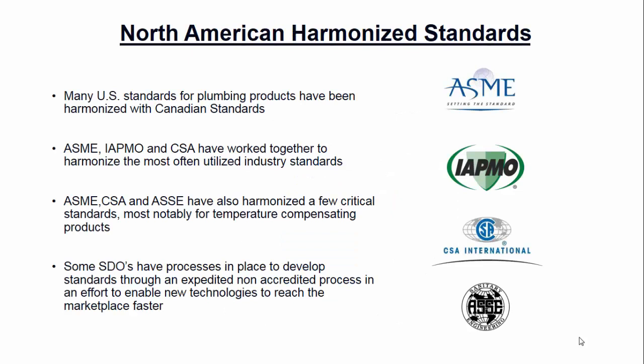So in North America, there's been a lot of harmonized standards development in the plumbing sector with, I guess you would call them, mature standards. Many of the standards for fixtures and fittings have been harmonized. ASME, IAPMO, and CSA have worked together to harmonize the most often utilized industry standards, primarily the A112.18.1 and B45 standards for fixtures and fixture fittings. But ASME, CSA, and ASSE have also worked to develop harmonized standards, primarily in areas covering temperature compensating products.